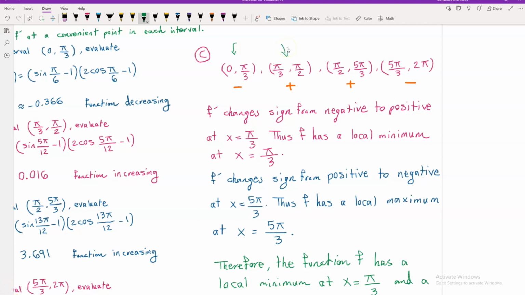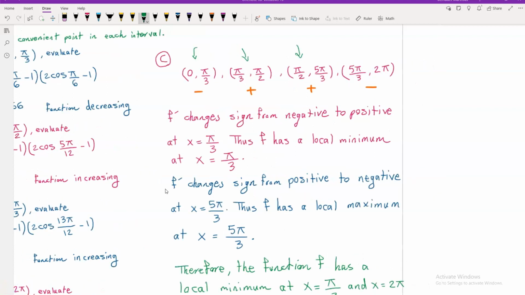And here we have the open interval pi over 3, pi over 2. The function is decreasing on the left of x equal to pi over 3 and increasing on the right of x equal to pi over 3. So the function is increasing in this open interval. So the critical point at x equal to pi over 3 is a local minimum, because f prime changes sign from negative to positive.